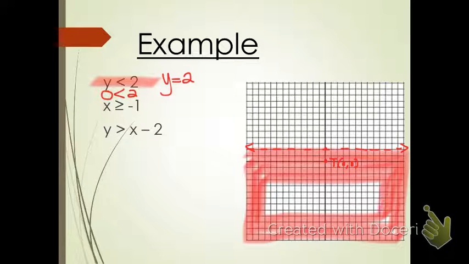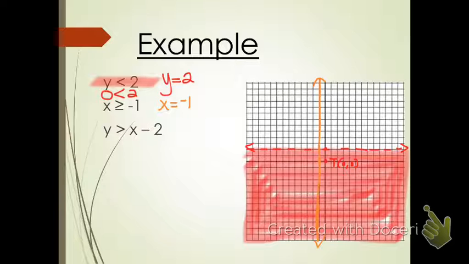The second inequality, x is greater than or equal to -1, is going to be a vertical line. Remember, if you have something like x equals a number, it will be a vertical line. So we're going to go to -1 on the x-axis and make our point. This inequality symbol is greater than or equal to, so there is an equal sign here, which means that our boundary line will be solid.